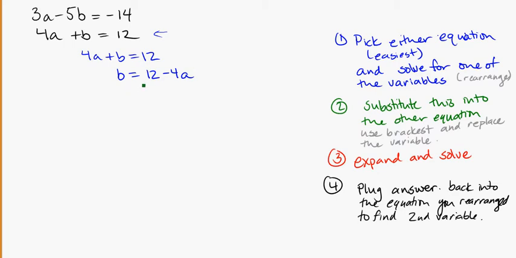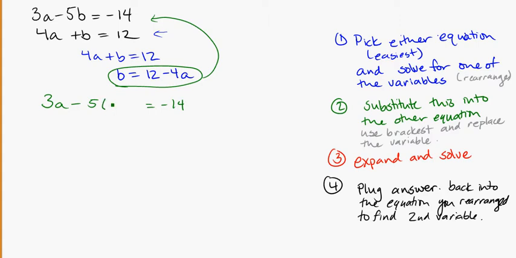Now we're going to take what we've solved for, b is equal to 12 minus 4a, and replace that in the first equation. So where it said 3a minus 5b equals negative 14, I'm now going to replace the b using brackets with 12 minus 4a. Again, because b from the first equation we've rearranged is equal to 12 minus 4a, I'm going to replace the b with 12 minus 4a.